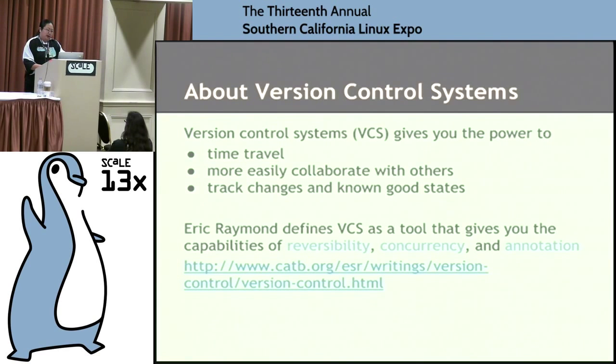And so the best thing about version control systems, in my opinion, is the ability to track changes, to more easily be able to track your way back to a good state.